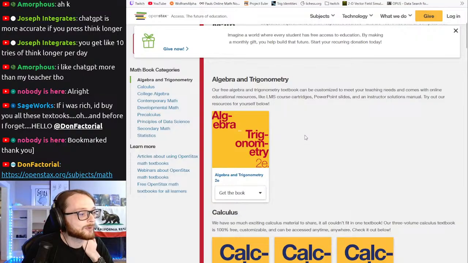If I was rich, I'd buy you all these textbooks. Oh, well, these textbooks are free. But hello, Sage. Appreciate the kind words. For this, you also found something equal to a plus 1. So now equals speed is defined for all n except 0. Okay.